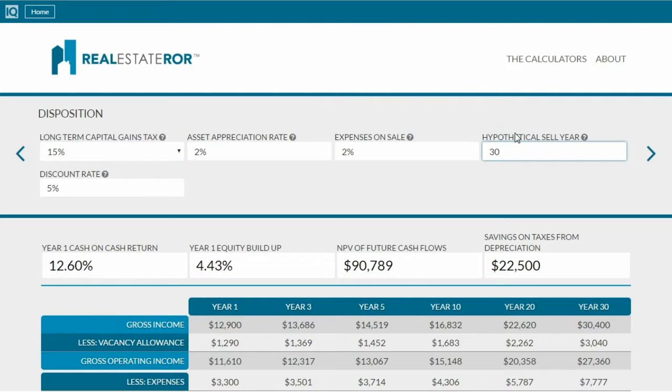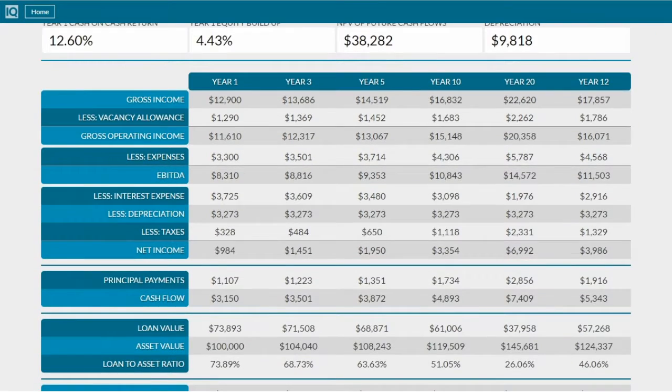And that is why there is this hypothetical sell year field. And here's a little tip about that field and how to use it. When you enter a year other than 30, watch what happens. You notice how the last column in the table will update to show the year you've chosen in this field. Also, notice how the NPV of future cash flows updates to reflect that year. I love this because what if I want to know my numbers in the year, say, 12? You see, it isn't shown by default on this table/chart, but I can see it by using this field.